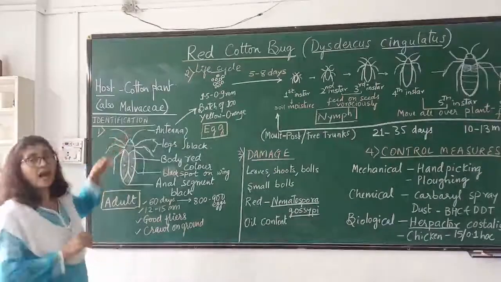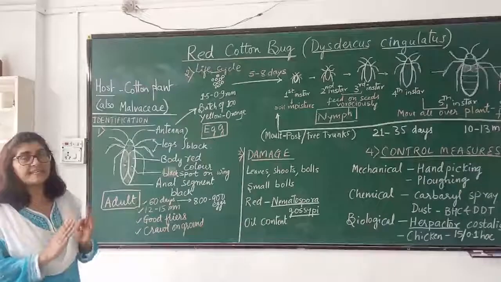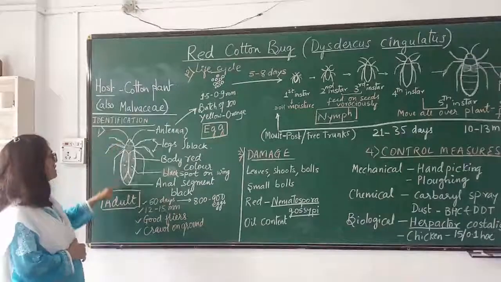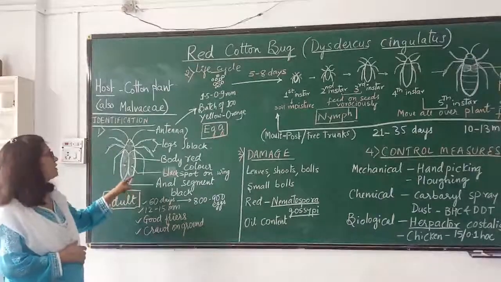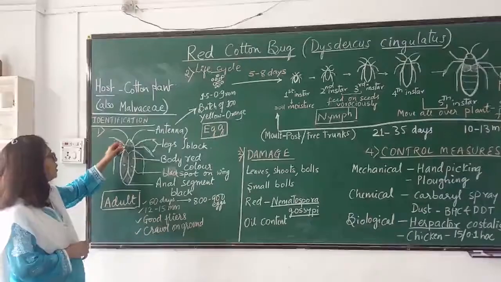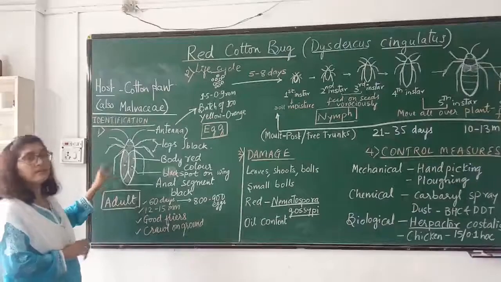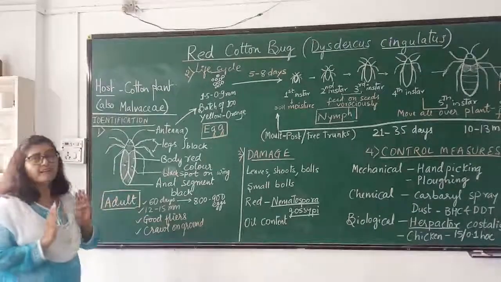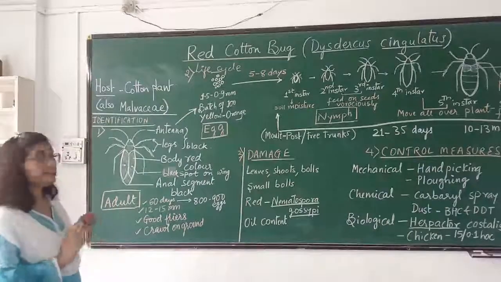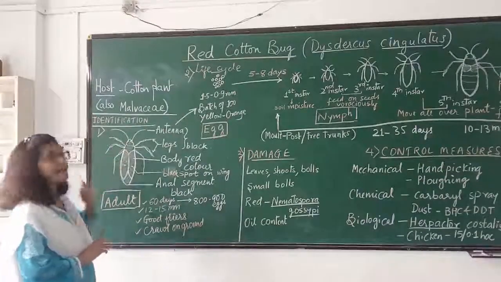Identification marks. How you are going to identify whether it is a red cotton bug. For that, this is the diagram showing the adult of a red cotton bug. So normal antenna, 3 pairs of legs, wings, usual insect parts. Other than that, the typical character is the whole body is red in color.